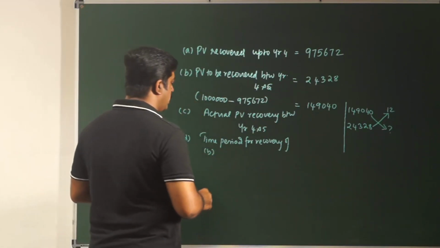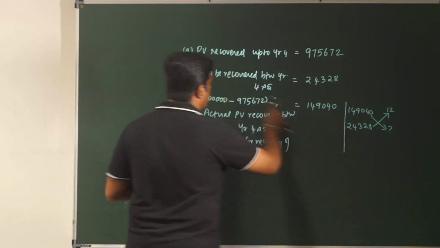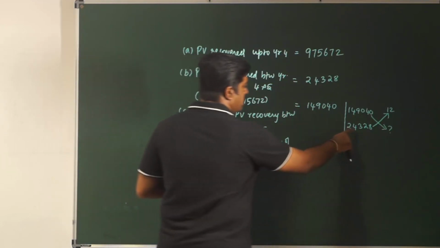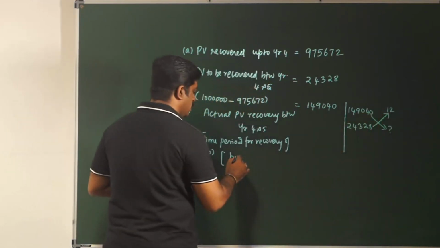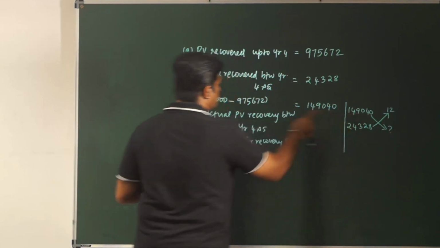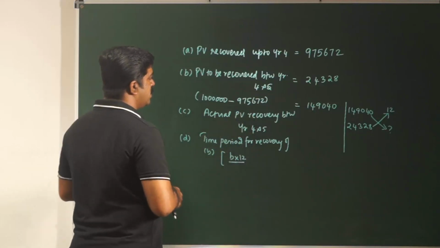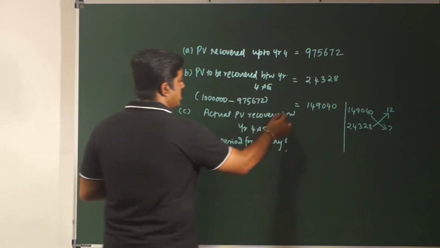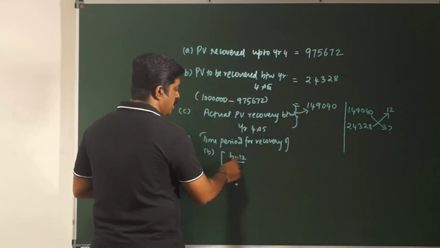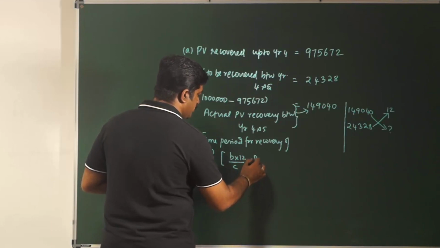And how can we make it a formula? If you want, we can make it a formula. This 24,328 is nothing but B, right? So it is B multiplied by 12 divided by, what is this 149,040? It is item number C, actual recovery between year 4 and 5, which is 149,040. So B multiplied by 12 divided by C would give us D.